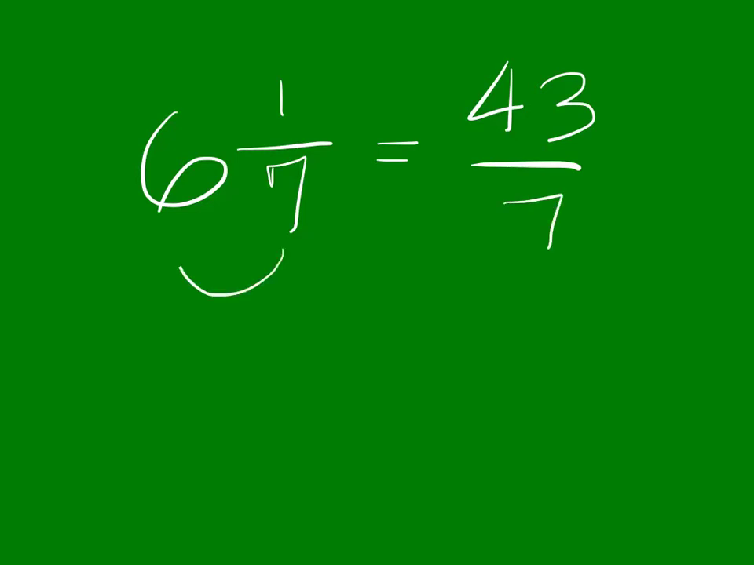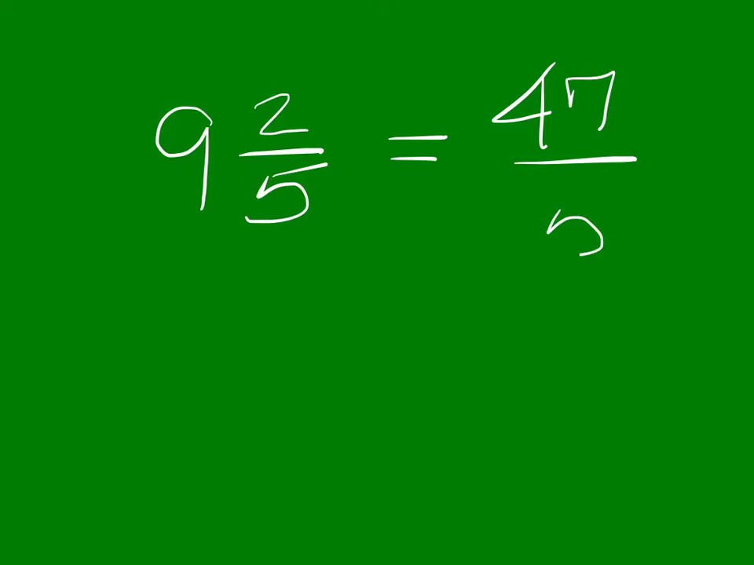What would 6 1/7 be as an improper fraction? 43 over 7. That's 7 times 6 for 42, plus 1 is 43. What would 9 2/5 be as an improper fraction? 47 over 5. 5 times 9 is 45, plus 2 is 47. Put it over the 5.